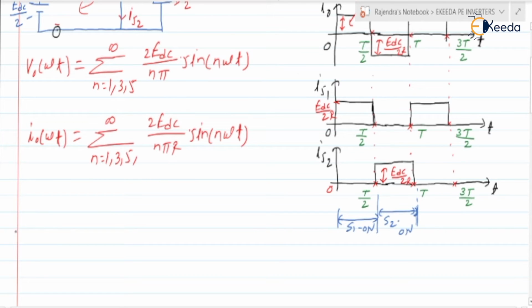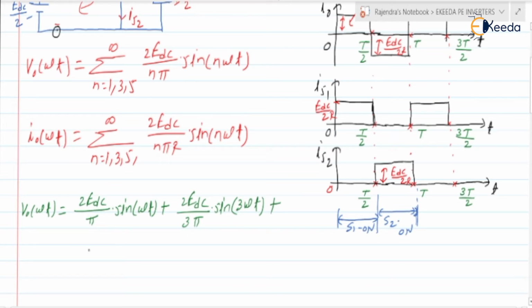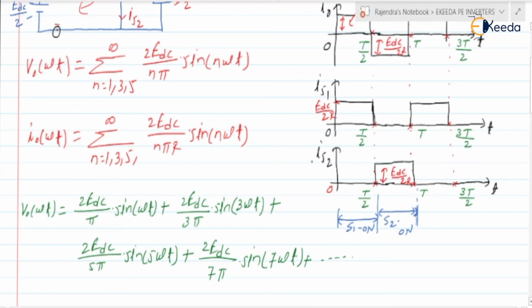So we can write v0 of omega t equal to, for n equal to 1, 2 Edc by 1 into pi, so 2 Edc by pi into sine of omega t, plus for n equal to 3, 2 Edc by 3 pi into sine of 3 omega t, plus for n equal to 5, 2 Edc upon 5 pi into sine of 5 omega t, plus for n equal to 7, 2 Edc by 7 pi into sine of 7 omega t, and plus dot dot dot, it continues till infinity.